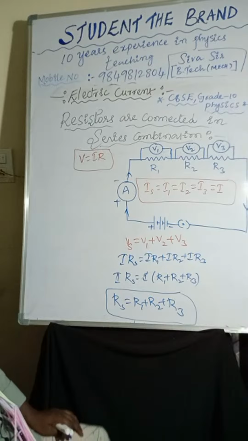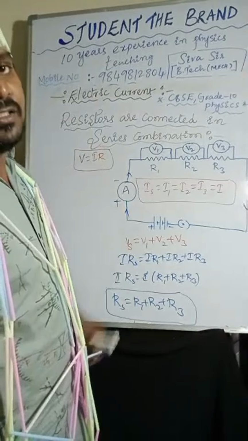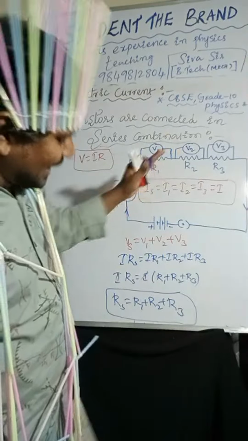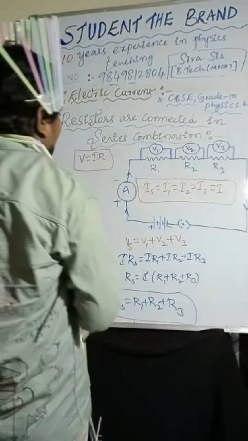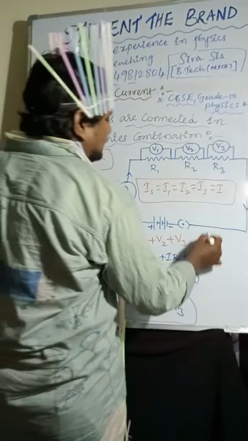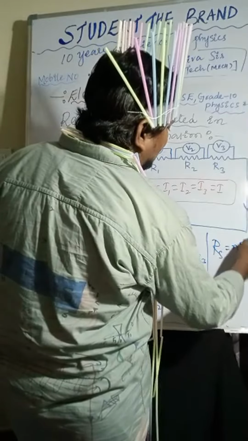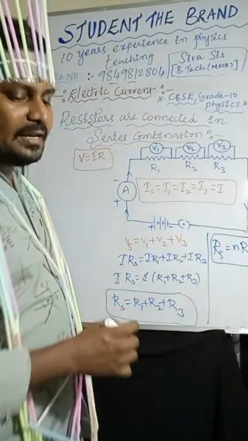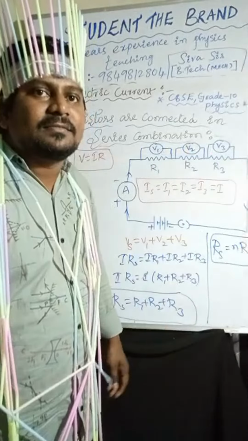So this is about resistors connected in series combination. If n number of resistors are connected in series combination, R is equal to nR.